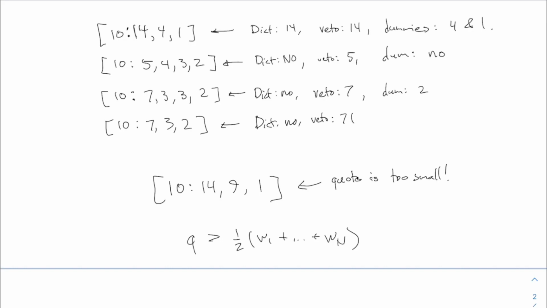Veto power would be the 7 and the 3. And then the 2 is still a dummy. There's still no way that this 2 makes a difference here. All right, excellent. Any questions about any of those? I hope that those seemed all right.